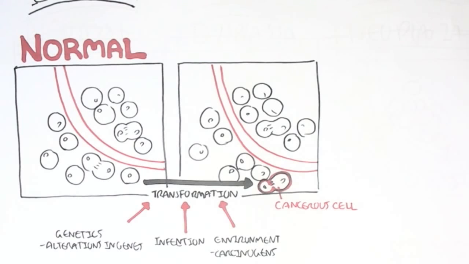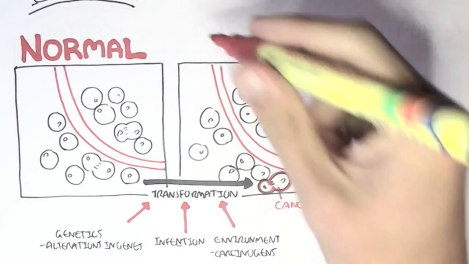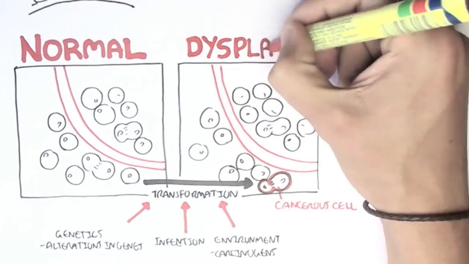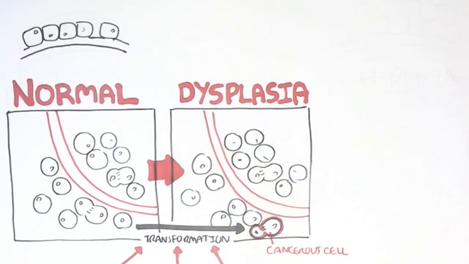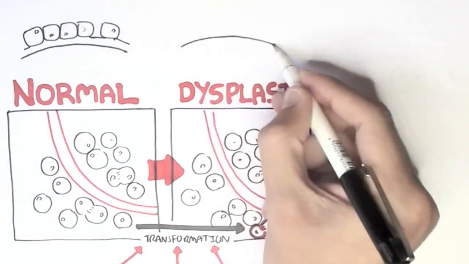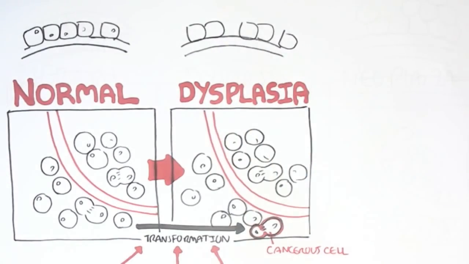Once a cell becomes cancerous, it will cause abnormal changes to occur in the tissue. This is referred to now as dysplasia. So dysplasia is abnormal development or changes in the tissue. So here I'm representing the layer of the cell turning red as abnormal.